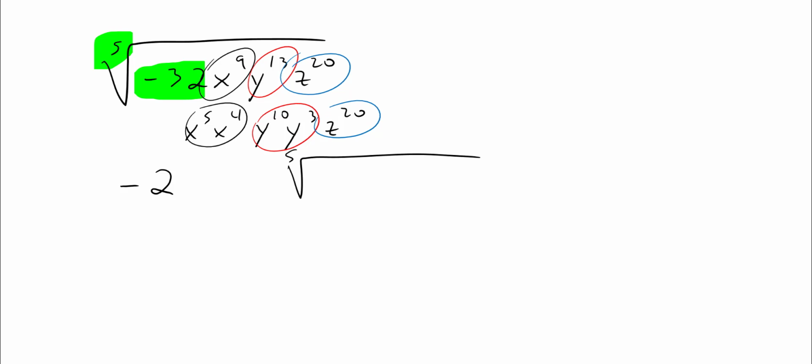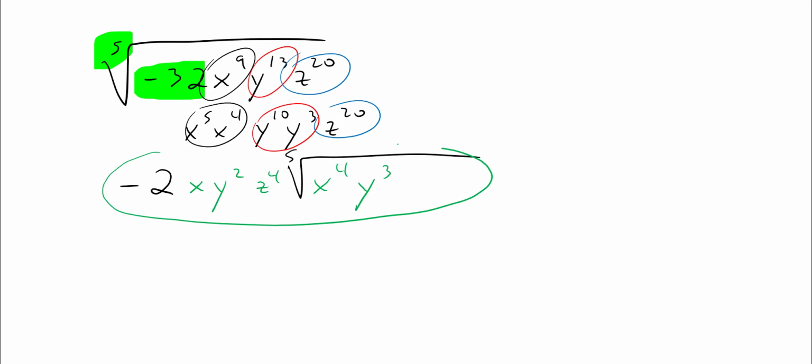Okay, so let's do that. The fifth root of x to the fifth is just x. 5 divided by 5 is 1, and the x to the fourth is left over. Y to the 10th, 10 divided by 5 is 2, so y squared, and I get a y cubed left over. 20 divided by 5 is 4, so z to the fourth, and there's nothing left over, so you don't write anything, and that's your final answer. It's negative 2 x y squared z to the fourth times the fifth root of x to the fourth y cubed. That's the most difficult problem I could possibly give you. It's got numbers, it's got variables, but it really isn't difficult at all, guys.